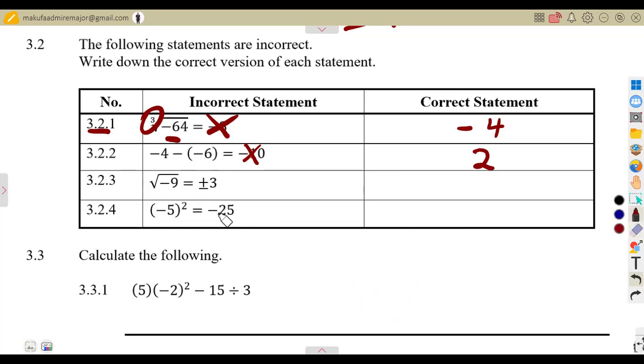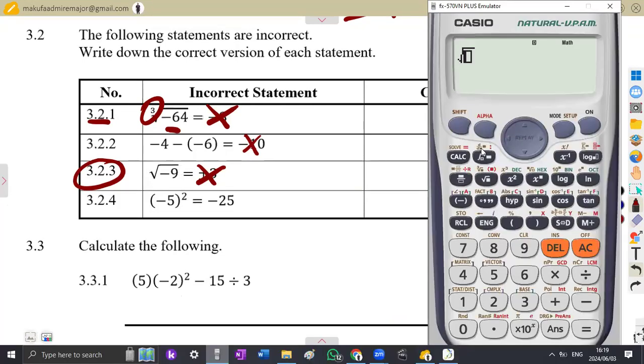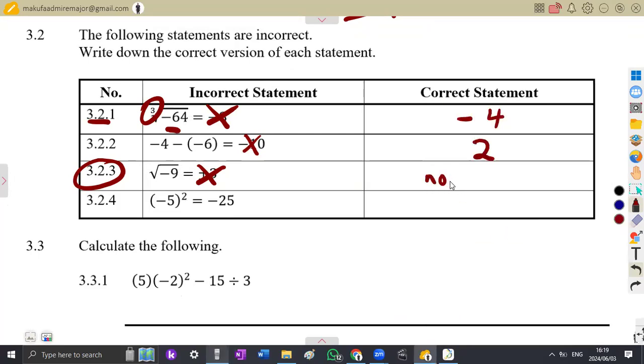3.2.3, the square root of minus 9. What is the square root of minus 9? Guys, the square root of minus 9 does not exist mathematically. It is undefined. On your calculator, the square root of a negative number does not exist. That's a maths error. So that is a non-real number, it does not exist.